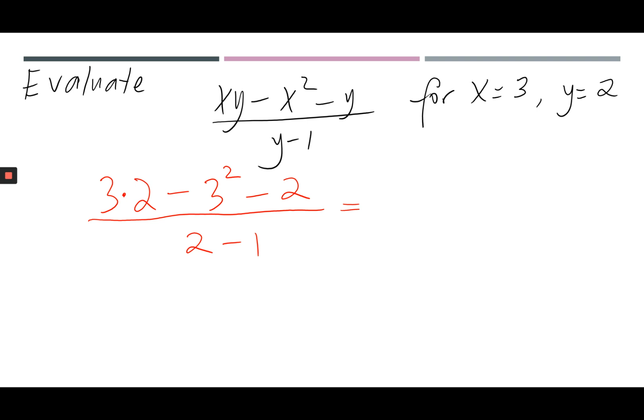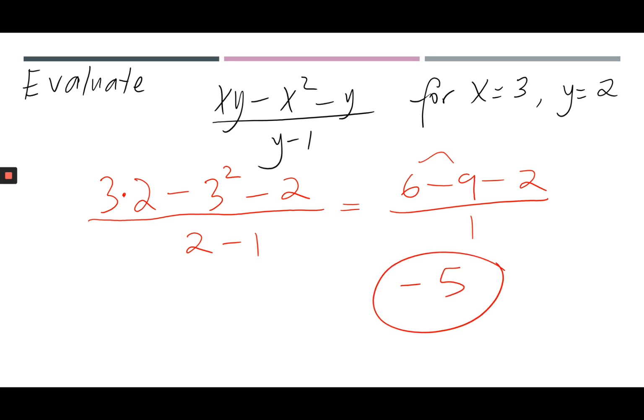So 3 times 2 is 6. 3 squared is 9, 3 times 3 is 9. 2 divided by 2 minus 1 is 1. 6 minus 9 is -3. -3 minus 2 is going to be -5. Divided by 1, -5 is the answer.